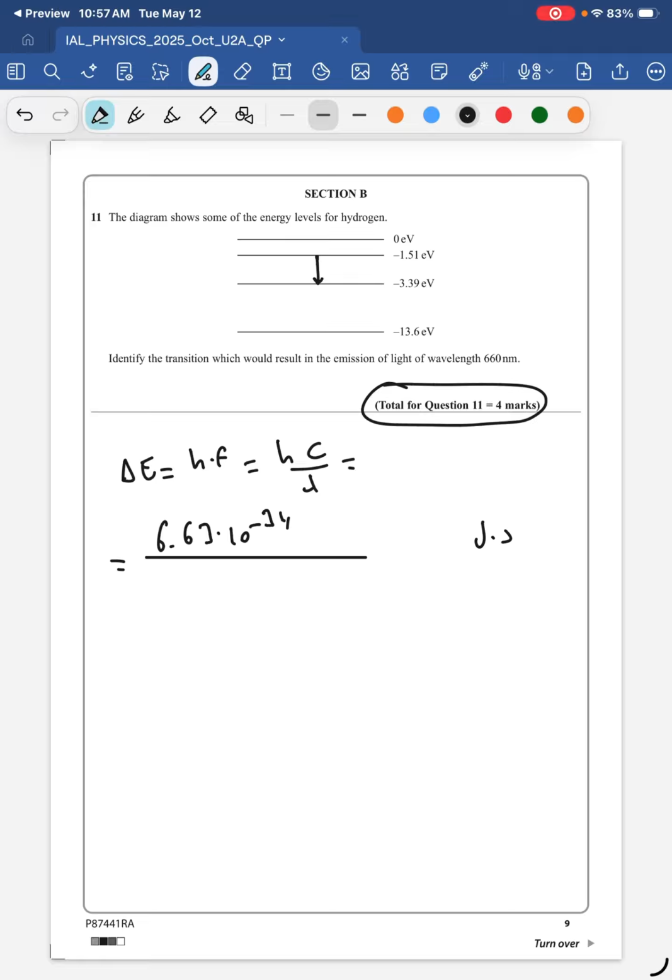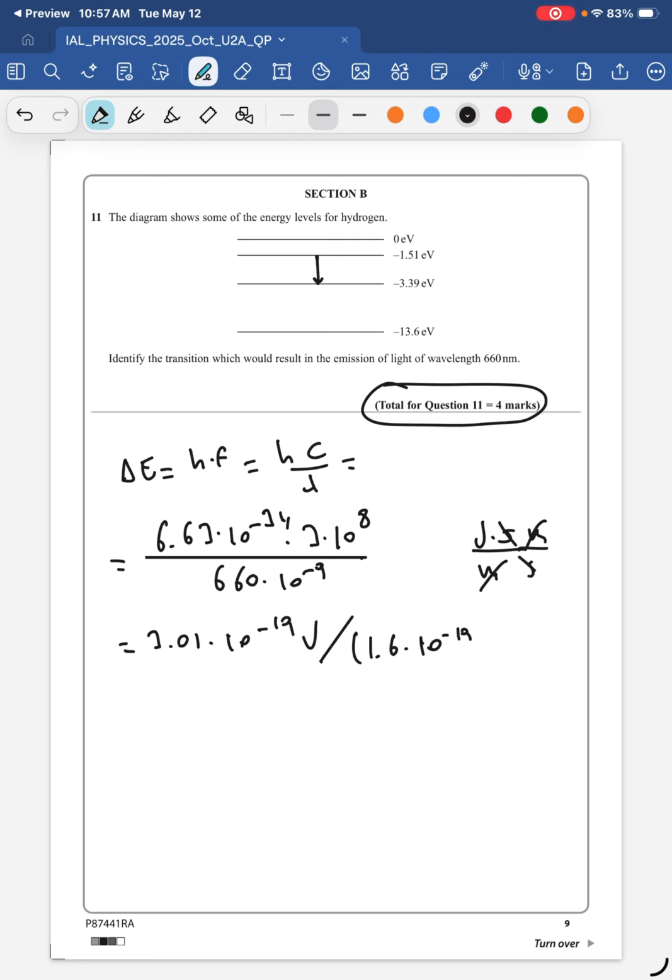Okay, and this is joules times seconds. C is 3 times 10 to the 8 meters per second, and lambda is 660 times 10 to the negative 9 meters. So meters cancel, seconds cancel, and of course, this is given in joules. So 3.01 times 10 to the negative 19 joules, and we have to divide by 1.6 times 10 to the negative 19 joules times electron volts to minus 1, and this will give us 1.88 electron volts.